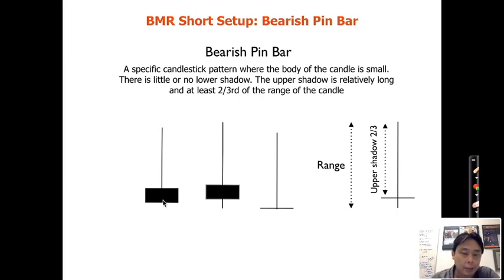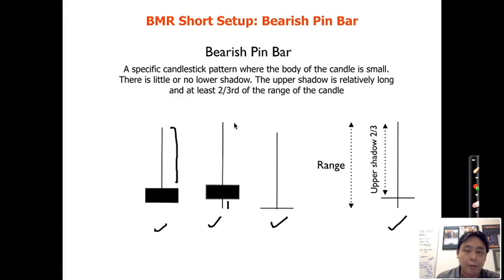So again, this, and this, all four qualify as a bearish pin bar. They all have small candle bodies, as you can see. This is a doji where there's no candle body whatsoever. A very small lower shadow, or none at all, but a very long upper shadow.